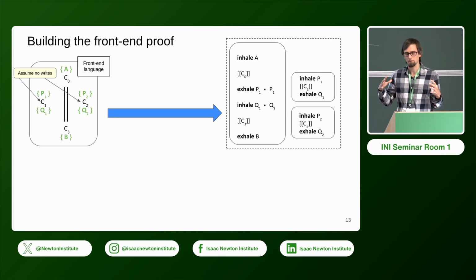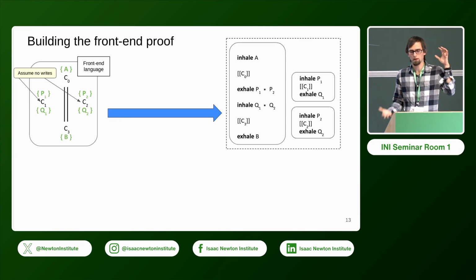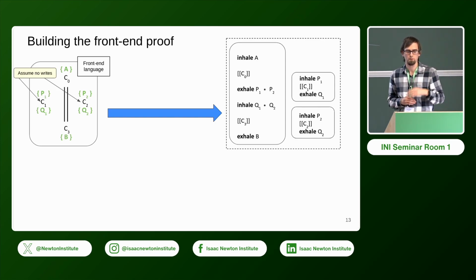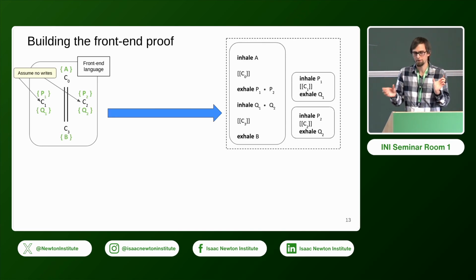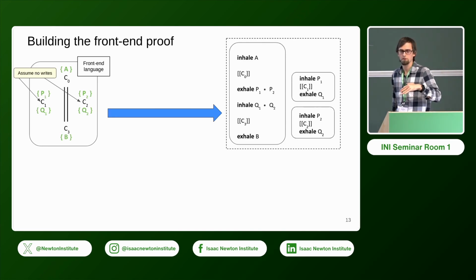To encode this parallel composition, we encode it into three different IVL programs. First, one large IVL program, which checks the main code of the program. It first inhales the precondition, then it has the encoding of C0, then it checks the preconditions of the parallel composition, assumes the postcondition of the parallel composition, and then checks C3 in the end. And then the two branches of the parallel composition get encoded as separate IVL programs.